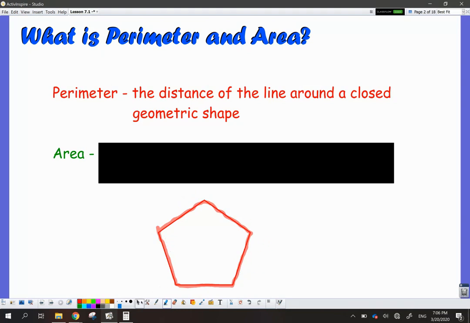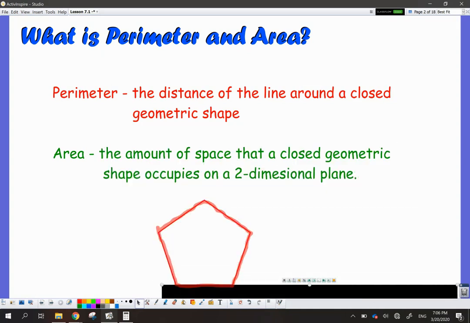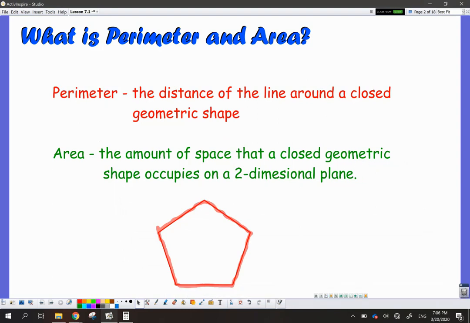Now, area, on the other hand, is the amount of space that a closed geometric shape occupies on a two-dimensional plane. So going back to a garden, if this is my garden in here, how much space is that taking? That is what the area means. So all this green in here, all this grass, all these plants, whatever I have in my garden, that represents the area. So now that we defined perimeter and area, let's talk about how to find those for different shapes.